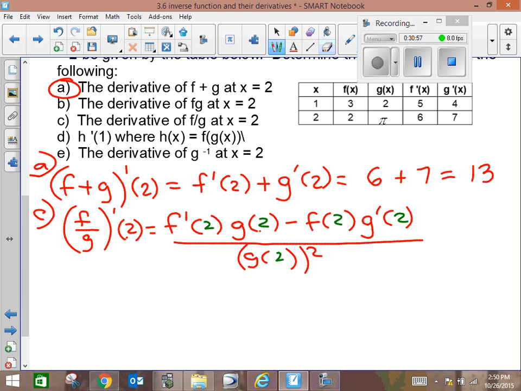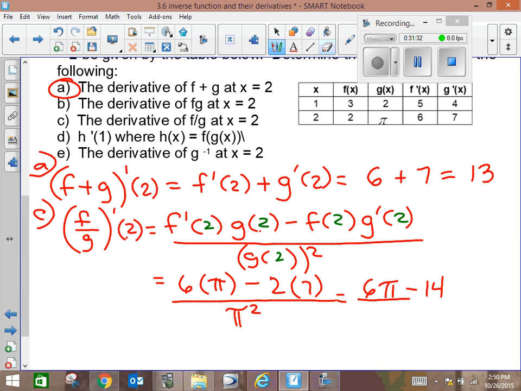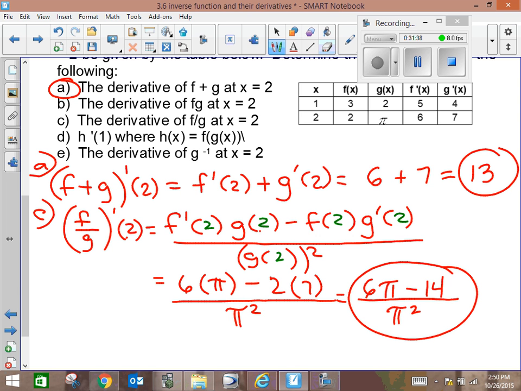Some of you wouldn't bother to do that right away, so you could just talk. We did one kind of like this on the last test, right? And then you fill in the numbers. F prime of 2 is 6. G of 2 minus F of 2, G prime of 2, over G of 2 squared, which was pi squared. So 6 pi minus 14 over pi squared. Done.